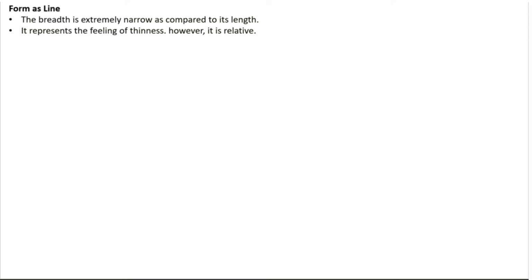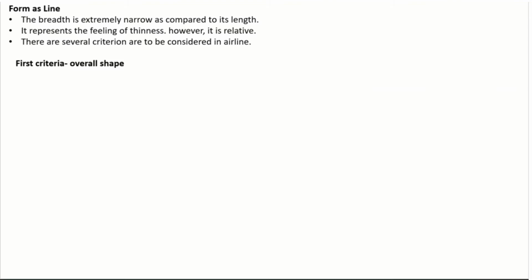Now let's go to the form as line. Form as line is nothing but, as we already know, a form whose breadth is extremely narrow as compared to its length. So a line should satisfy this criterion, and it represents the feeling of thinness. However, again it is relative, the thickness and thinness. Further, there are several criteria to be considered for a line. So what are those criteria?